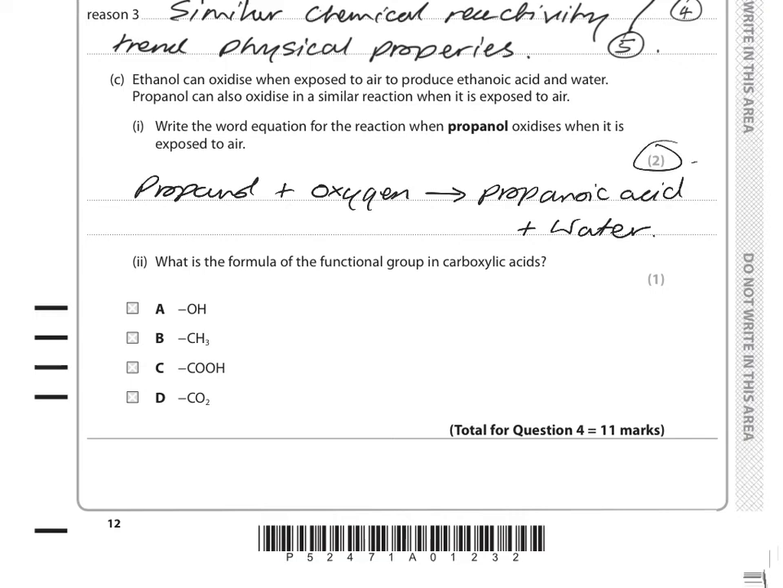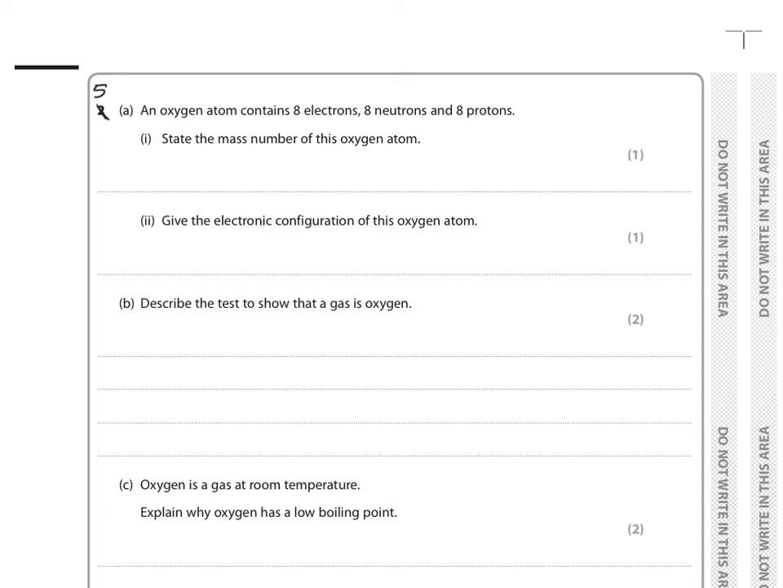And the last one, what is the formula of the functional group in carboxylic acids? Carboxylic acids are COOH, and it was 1 mark for getting that. Question number 5 says an oxygen atom contains 8 electrons, 8 neutrons and 8 protons. State the mass number of this oxygen atom. Well, again, the mass number is the number of neutrons plus the number of protons. 8 plus 8 is 16, so it's going to have a mass number of 16.